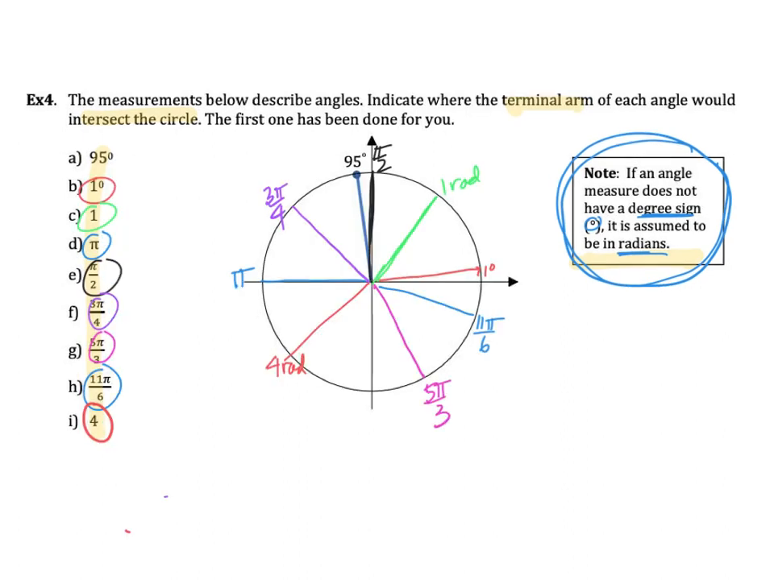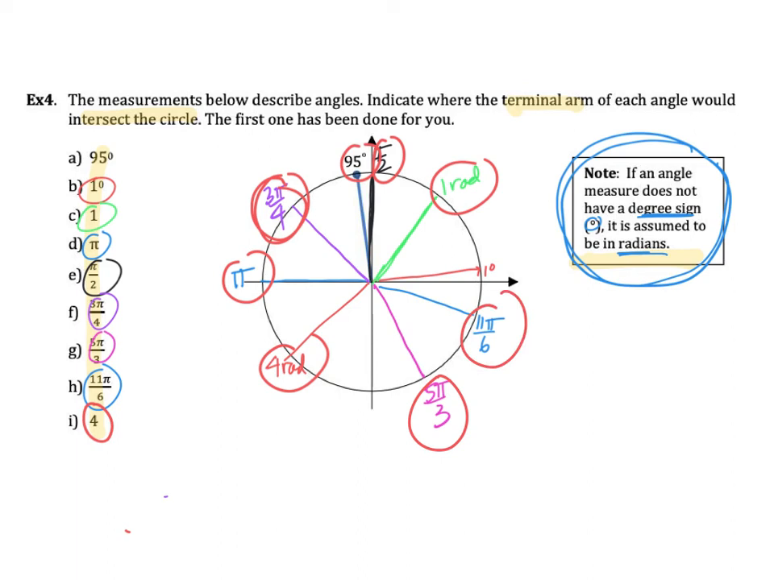Okay, so does your picture look something like this? So we have 1 radian in the first quadrant, we have 3 pi over 4, right? So you should have 1 radian, then pi over 2, 95 degrees, 3 pi over 4, pi radians, 4 radians, 5 pi over 3 radians, 11 pi over 6 radians, and oops, I forgot your 1 degree.